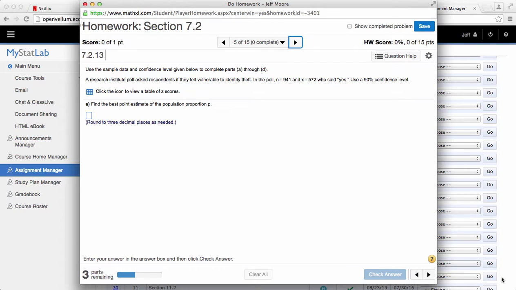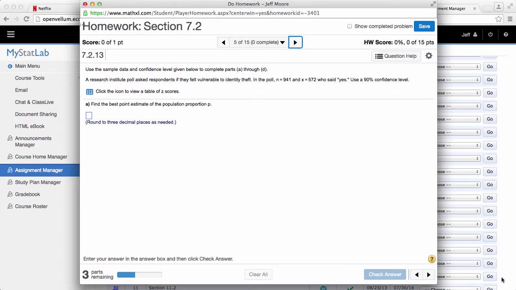Use the sample data and confidence level given below to complete parts A through D. A Research Institute poll asked respondents if they felt vulnerable to identity theft. In the poll, n equals 941 and x equals 572 who said yes. Use a 90% confidence level.